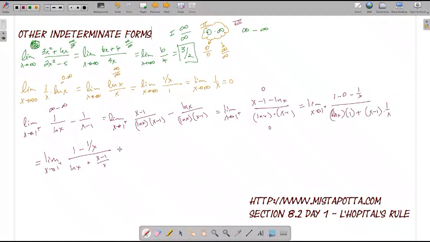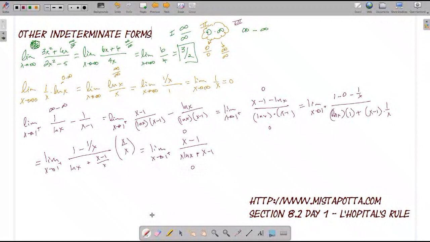And this looks pretty complicated, but if I were to multiply the top and bottom by x, that actually gets rid of all of my fractions. So I've got the limit as x approaches 1 from the positive side of x minus 1 over x ln x plus x minus 1. And again, I end up with this 0 over 0 indeterminate form.